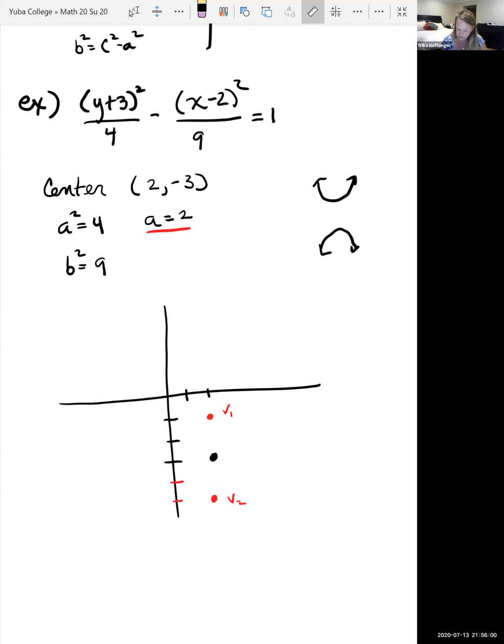So by just looking at that, I know what my point is. My x value is at 2. My y value is -1. And my x value is at 2. And my y value now is -5.